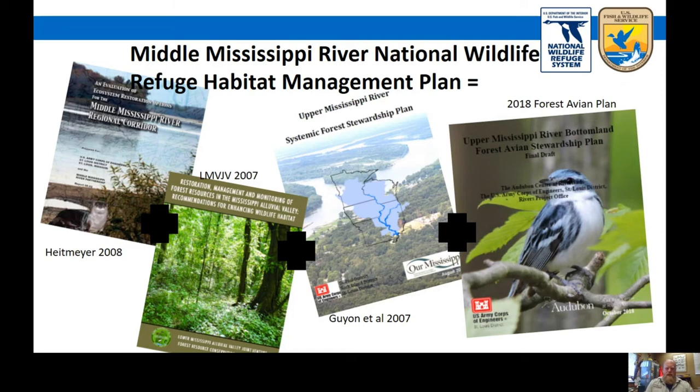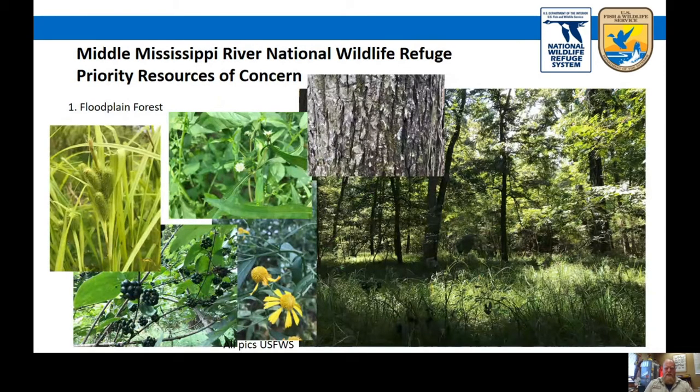The first tenet of a refuge habitat management plan is the identification of priority resources of concern, all of which must be measurable so management progress can be determined. Here at Middle Mississippi River, the refuge planning team chose floodplain forest as the first priority resource of concern. It is the dominant natural community on the refuge and its measurable attributes can be ascertained to evaluate habitat conditions for other priority resources of concern.